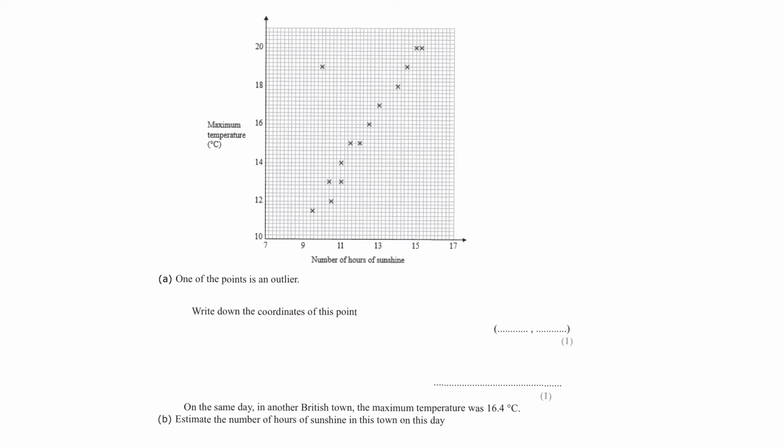So the first thing is that it says one of the points is an outlier, and it wants us to write the coordinates of that. An outlier is a point that doesn't look like it really fits in with the rest of the points. And the one that really looks out of place is this one up here. So in order to work out coordinates, remember it's x first and y second, because x comes before y in the alphabet. So looking down, if we work out its x value, I'll zoom in.